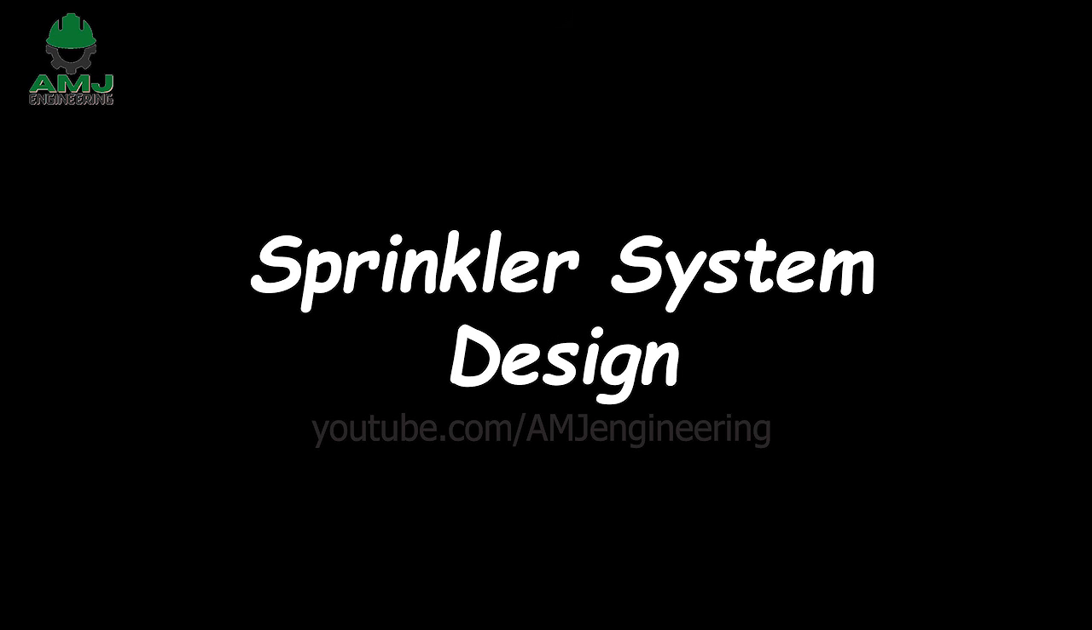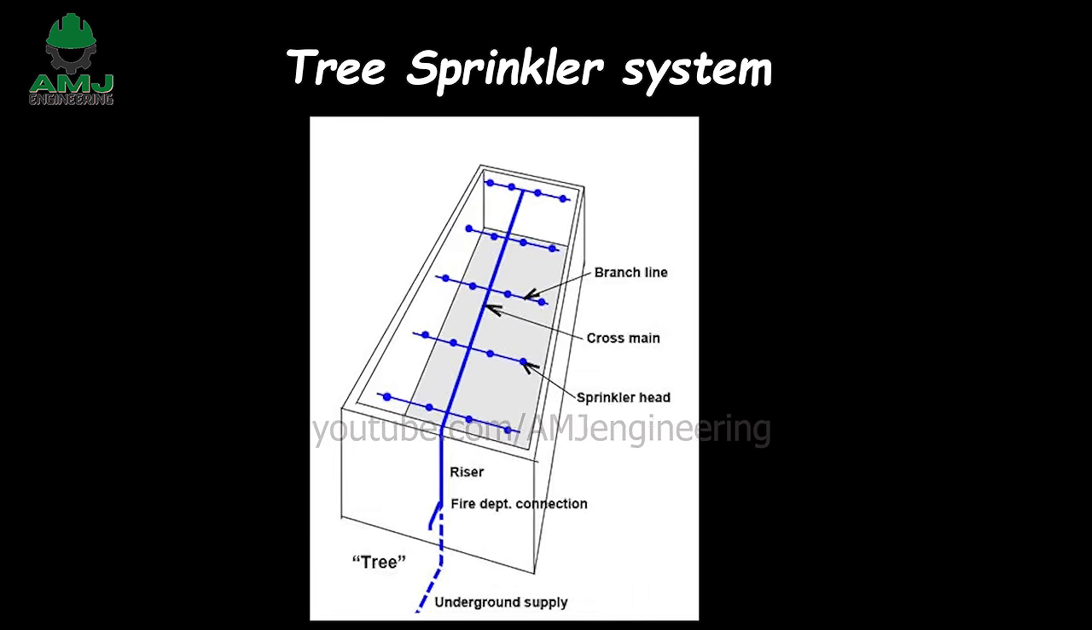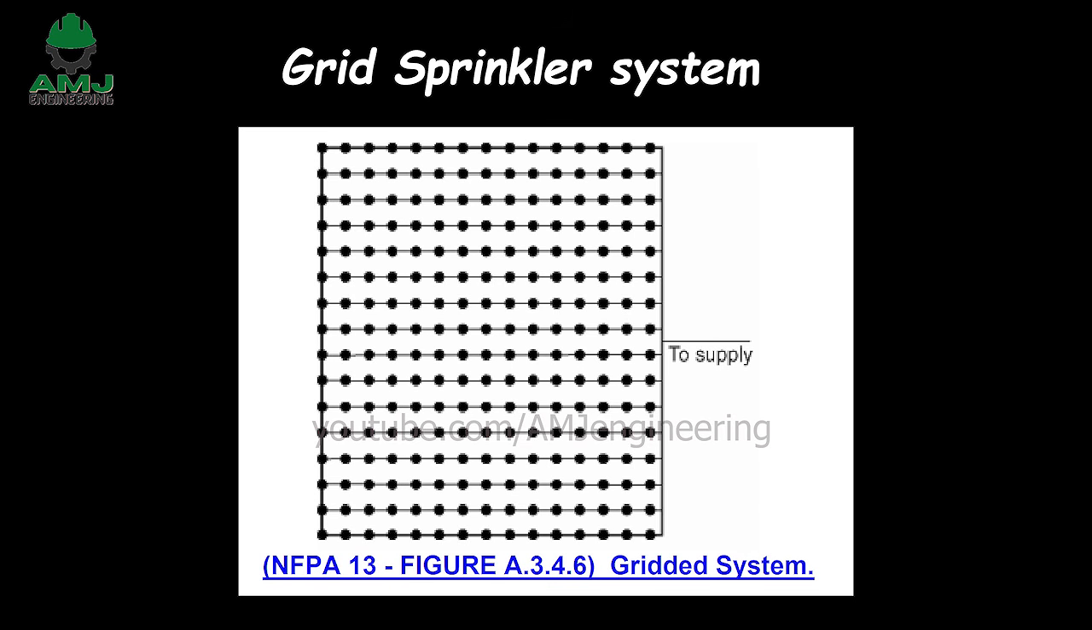Automatic sprinkler system design. The layout of fire sprinkler systems is usually one of the following. Tree sprinkler system. It is the normal design system and it consists of a main pipeline with branches on both left side and right side. Grid sprinkler system. A sprinkler system in which parallel cross mains are connected by multiple branch lines.